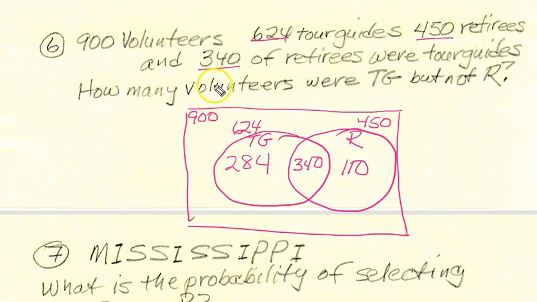How many volunteers were tour guides but not retirees? So that answer would be the 284. These would be tour guides, but not retirees. So that one wasn't too bad.